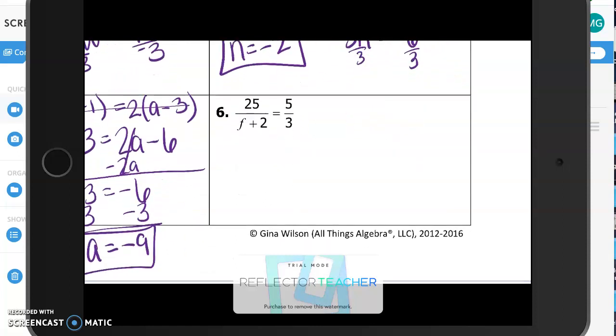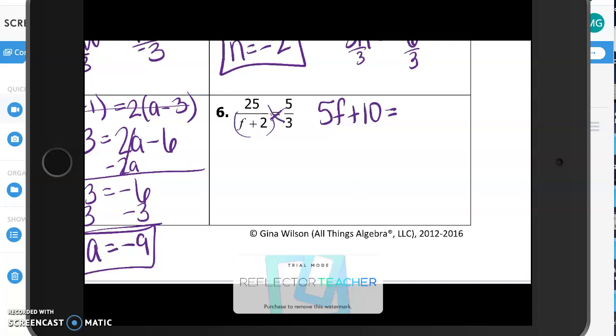Now for 6, since I only see one variable, I'm actually going to do this multiplication first so my variable stays on the left-hand side. You don't have to do that. That's just something that I notice when I'm doing this. So I would have 5f plus 10. Again, you have to see that you need to multiply 5 by both of those. If you don't, then you're going to have to take that first step of writing it all out.